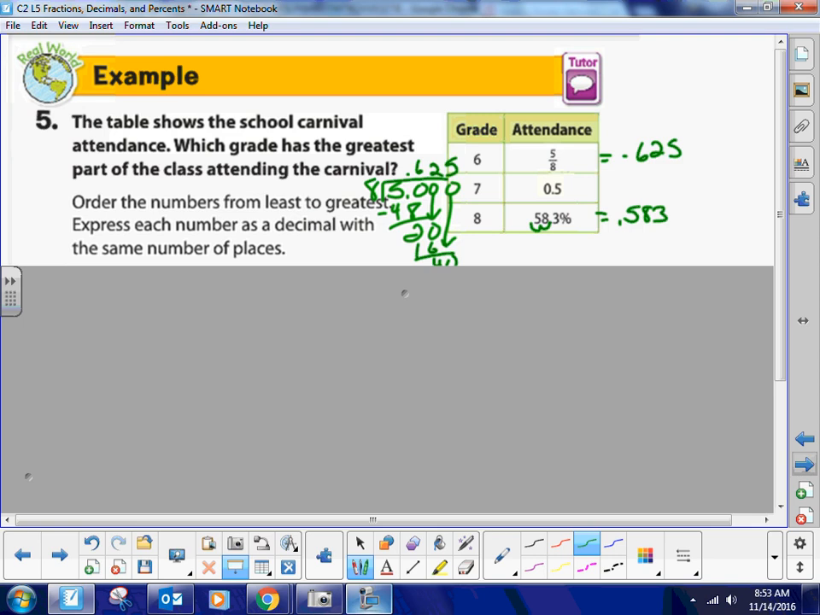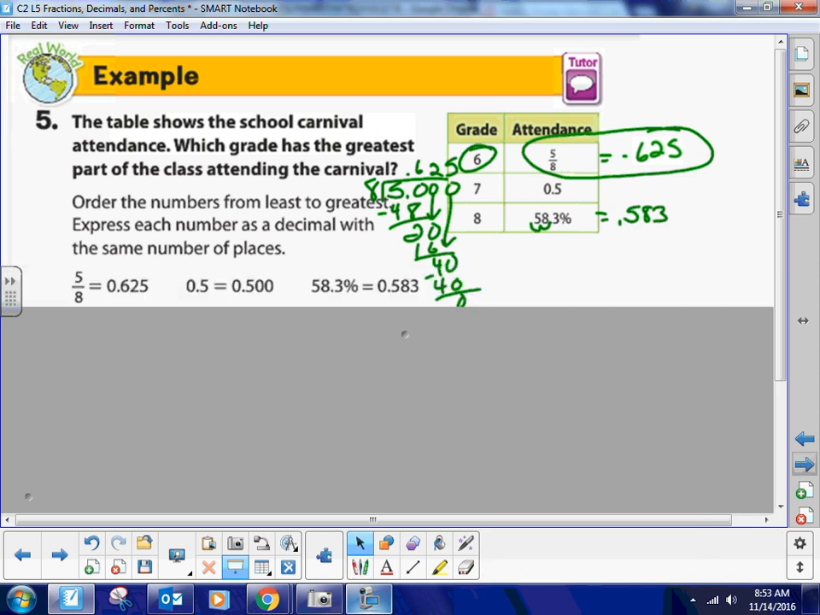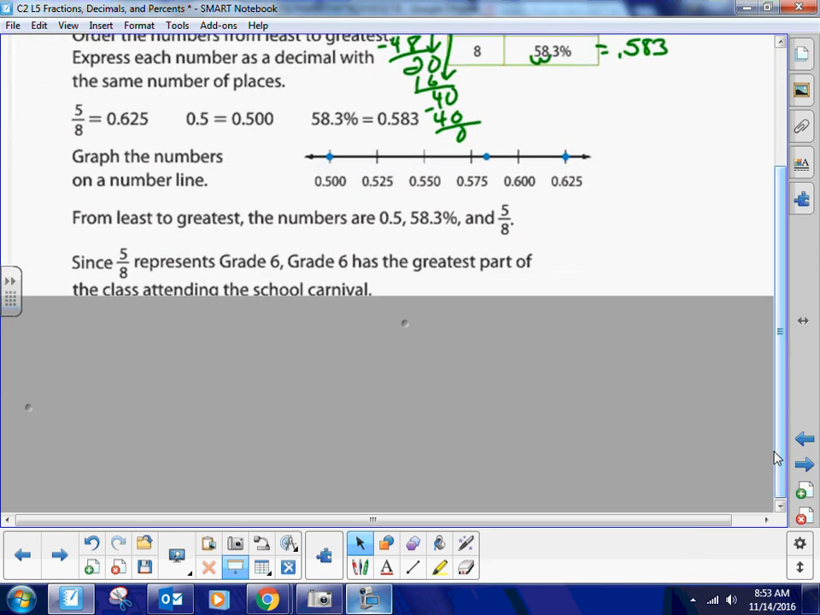Okay, so now you have them. And what's the bigger number? This is the bigger number. This is the people who had the greatest attendance. So 6th grade had the greatest attendance. It's that easy. Don't let this confuse you. Okay, please don't let this confuse you.